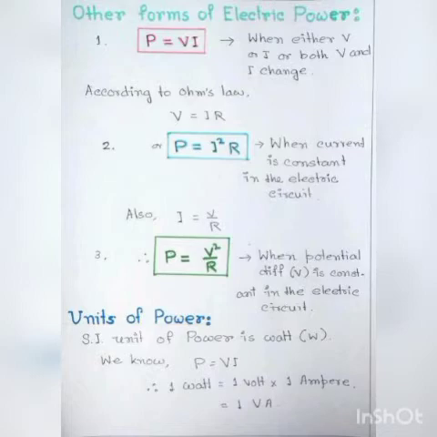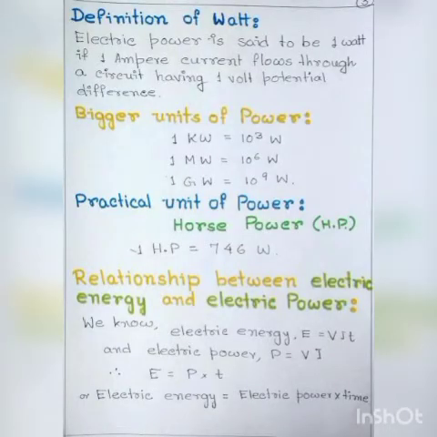Next we will discuss the units of power. Now the SI unit of power is watt. And we know P equals VI. Therefore 1 watt equals 1 volt into 1 ampere. Now we will discuss the definition of watt. What is 1 watt? Electric power is said to be 1 watt if 1 ampere current flows through a circuit having 1 volt potential difference.